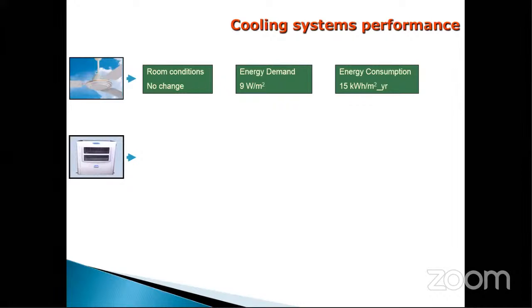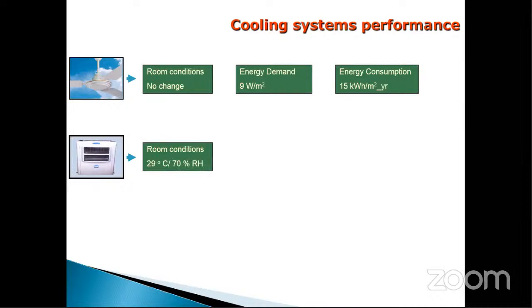Air cooler would not be removing the latent load, it will remove only sensible heat. That means moisture will not be able to be removed. So that's the reason in high humid areas we won't be able to utilize the effectiveness of air cooler. So room conditions would be 29 degrees centigrade. Yes, the sensible heat is reduced, but latent load will not be reduced.